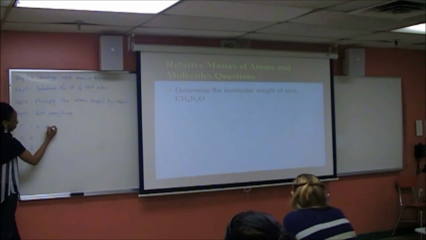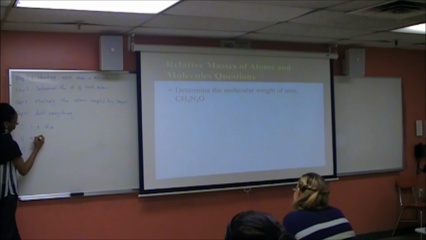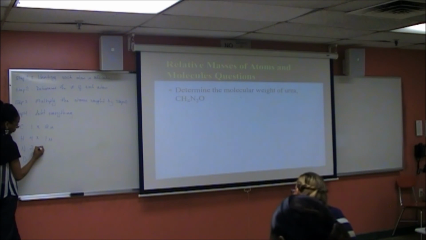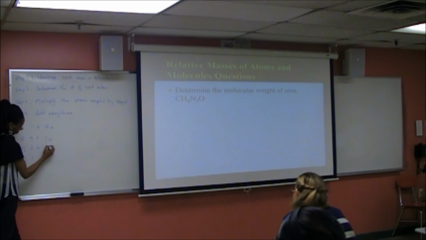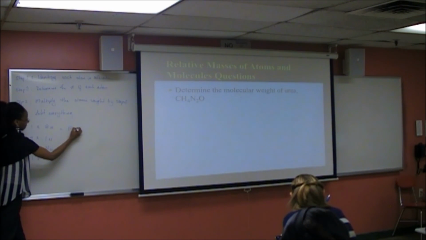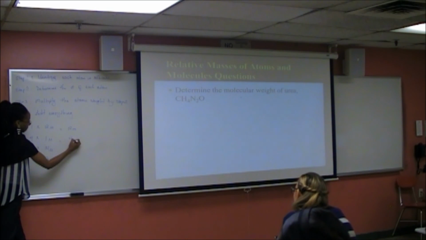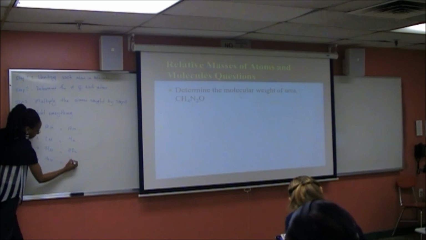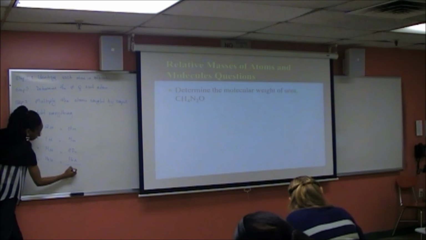Step 3. Multiply the atomic weight. 12 units. 4 units. 28 units. 16 units. And they added up to 60.